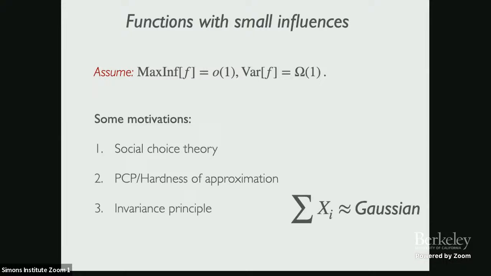Maybe a third reason these kinds of functions are interesting is the invariance principle. A typical example is the central limit theorem. If you take a sum of independent -1 and +1 random variables, no variable dominates the output. Therefore, you can actually replace these Boolean-valued random variables with Gaussian random variables, and the sum of Gaussian random variables is a Gaussian.